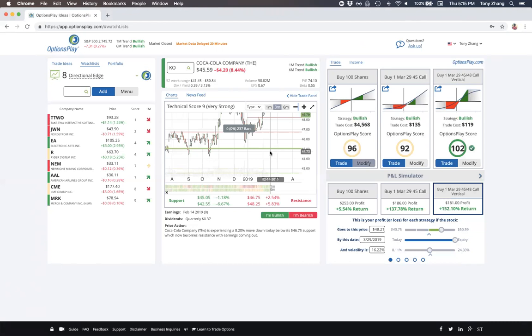Yeah, so Coca-Cola expiration date is March 29th, which gives us a month and a half, rather. So in my opinion, there's really not much to do here. This is a trade that just simply did not work out.